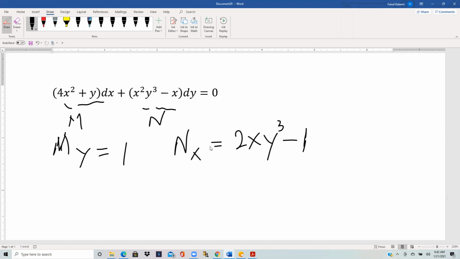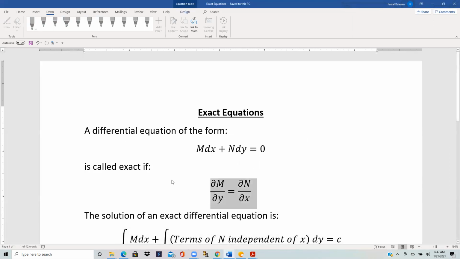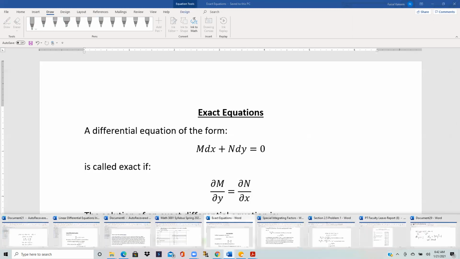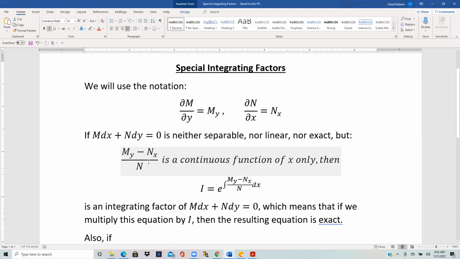If an equation is not exact, you just don't give up. You go ahead and try to find one of those difference quotients and see if it's a function of the appropriate single variable. So let me show you that screen again. Okay, this was about exact equations, special integrating factors. Now, when it's not exact, we first check this difference quotient, M_y minus N_x over N, and see if it's a function of x only or not.